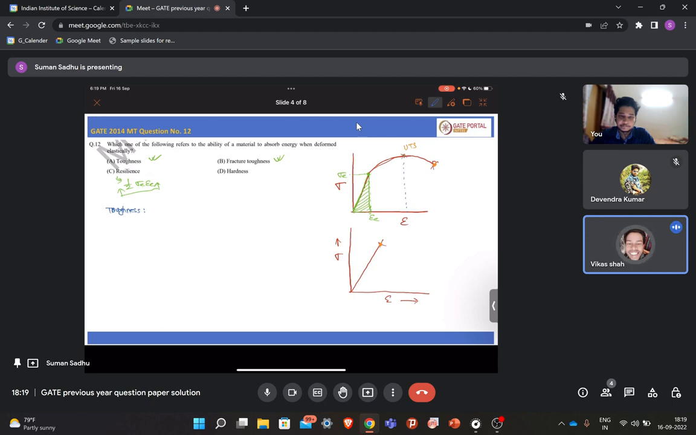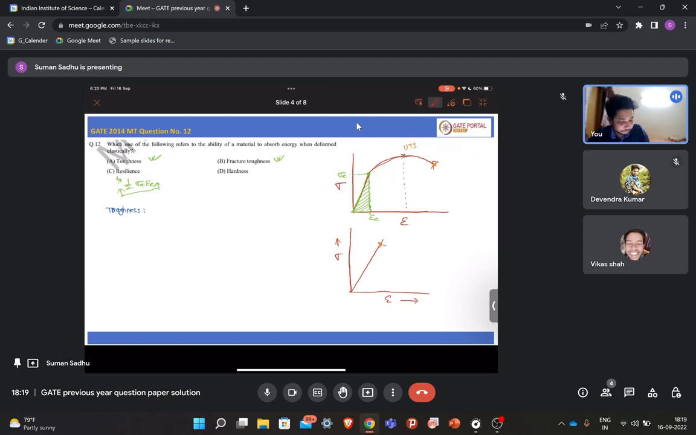Sir, maximum energy it can absorb before failure in elastic region. Yeah, maximum energy absorbed when material deformed plastically before fracture. Means before fracture, how much energy it can absorb? That is basically known as your toughness. So that means the total energy absorbed by your material.